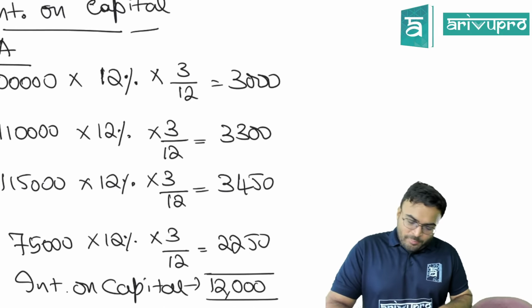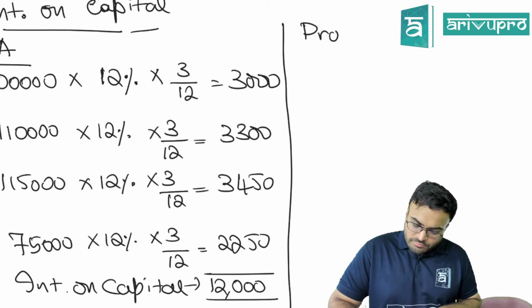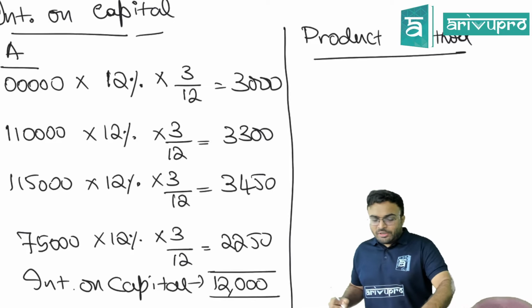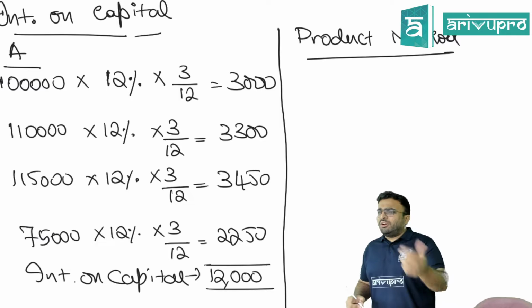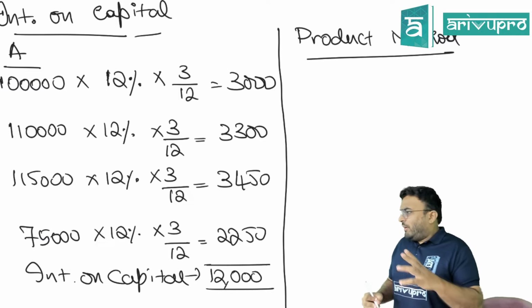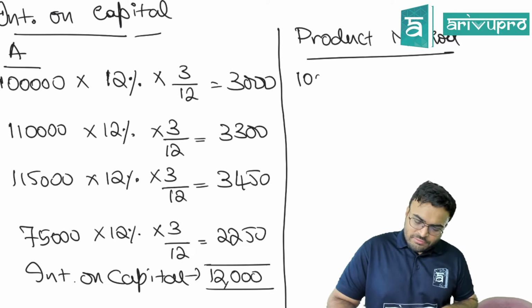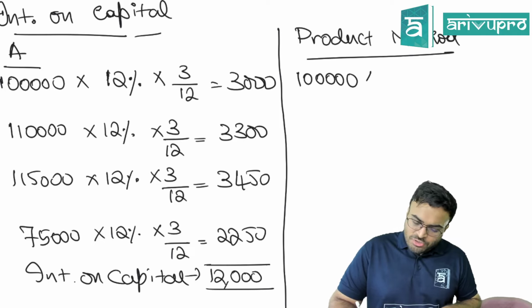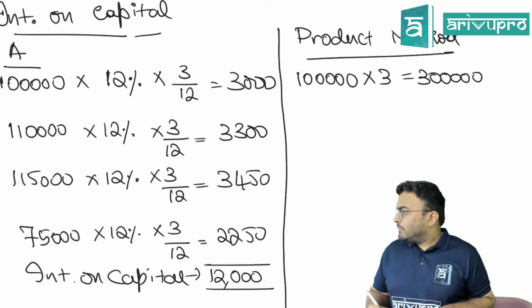Now, if I am following the product method for calculating interest on capital, every time I have to do 3 by 12, 3 by 12, all that, no? So we avoid that. What we do, we calculate products. It was 1 lakh, right? For how many months? 3 months. So 1 lakh into 3, the product is 3 lakhs.